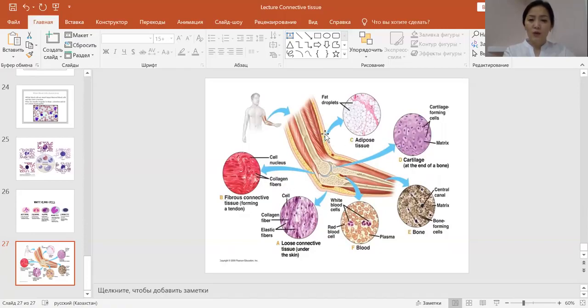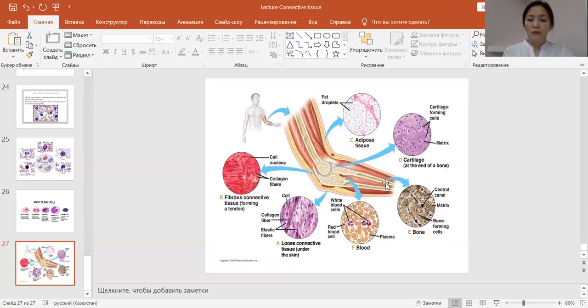The next one, below the dermis, is the hypodermis, which consists of adipose tissue, made of adipocytes, and the collagen fibers are also visible here. And you can see one type of cartilage. According to this morphological structure, we can see that this is hyaline cartilage. The articular surface of bone is covered by hyaline cartilage. We can see the matrix part of the hyaline cartilage and the chondrocytes, which form the matrix of the cartilage.